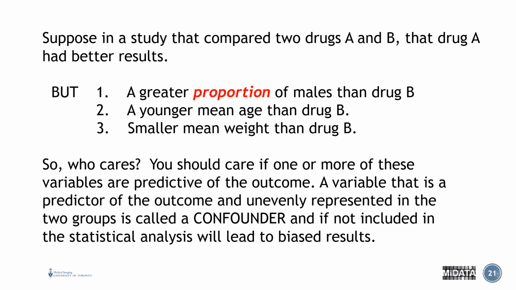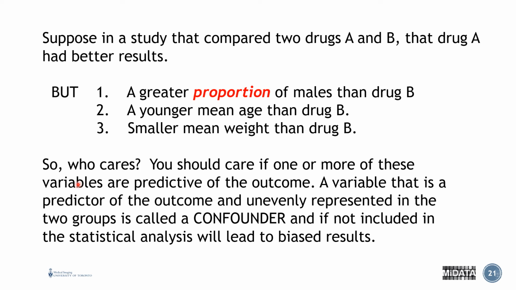And here's another example of why it's important to consider those grouping variables in your model separately. Suppose in a study that compared 2 drugs, A and B, that drug A had better results, but a greater proportion of males were in the drug A group than in the drug B group. And the drug A group had a younger mean age than the drug B group. And finally, a smaller mean weight in the drug A group than in the drug B group.